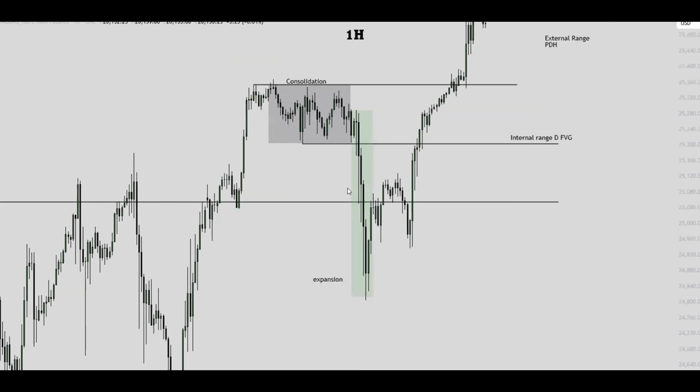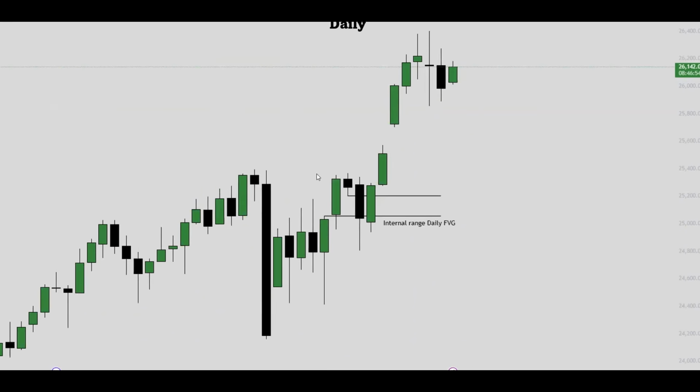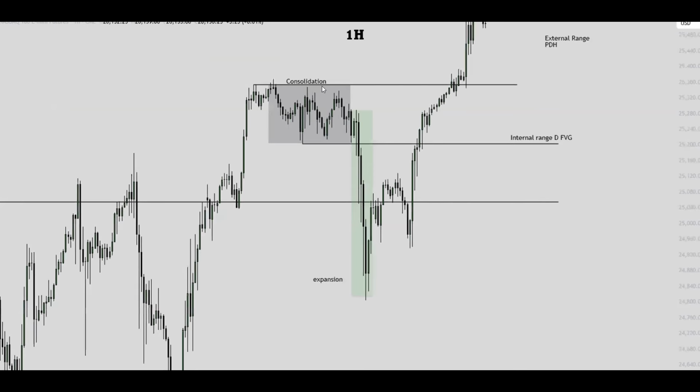Now, look how that looks on the 1 hour. This was the sweep of the previous daily high, right? This line is that previous daily high just on the 1 hour. What do you have? You have consolidation and then displacement into what? This line here, and this line is your internal range, or the daily fair value gap. It's just zoomed out. So in the 1 hour, it looks like we didn't respect it.